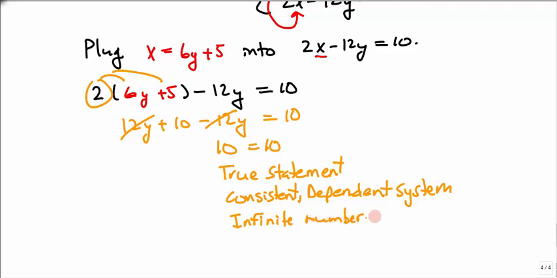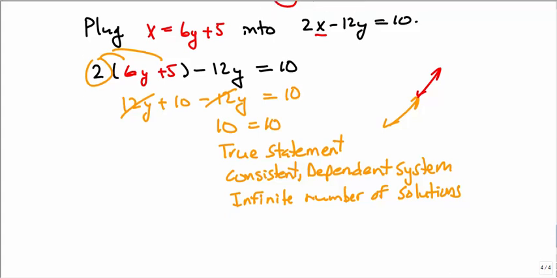Basically, these are the same lines. One line runs right over the top of the other line. So a way you could think about this is one line runs right into another line, and they end up having all the same solutions. So it doesn't matter if you're using substitution or elimination. If you get a true statement, you have a consistent dependent system. If you have a false statement, you have an inconsistent system, or no solutions.